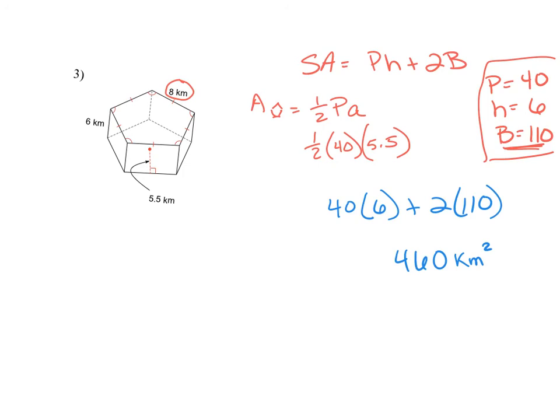So just so you know, look for the shapes that the box is made up of. In this case, this shape is made up of 5 rectangles and 2 pentagons. Since there's 2 pentagons, that is the base. That's what you use for the base, whatever you have 2 of.